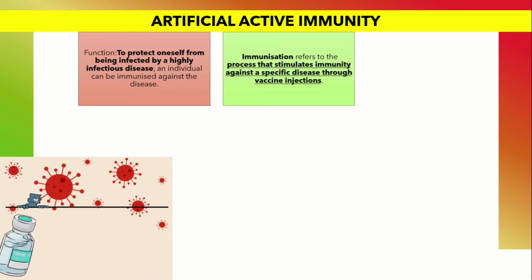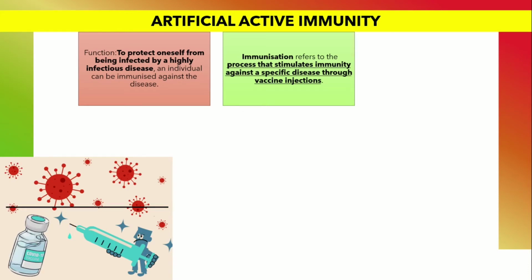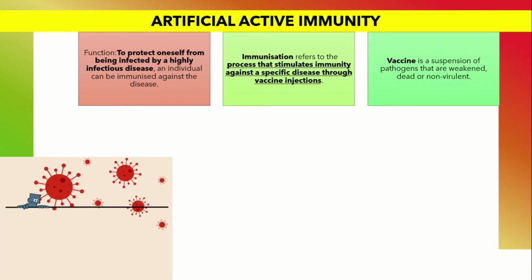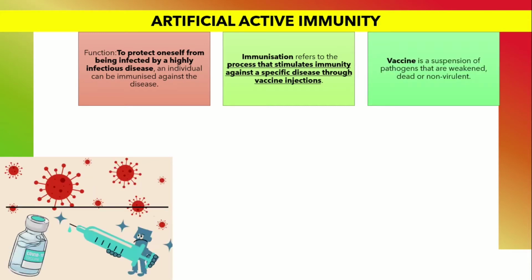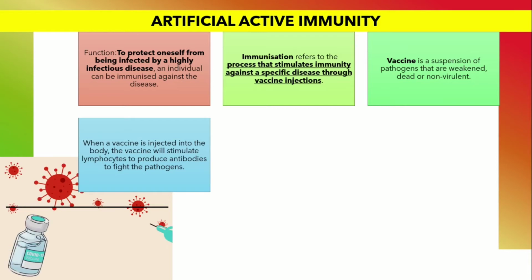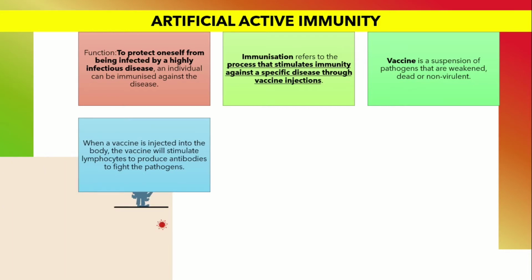What is immunization? Immunization refers to the process that will stimulate our immunity against a specific disease through vaccine injection. A vaccine is a suspension of pathogens that are weakened, dead, or non-virulent. It is not harmful to our body.